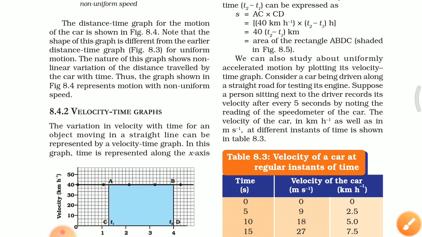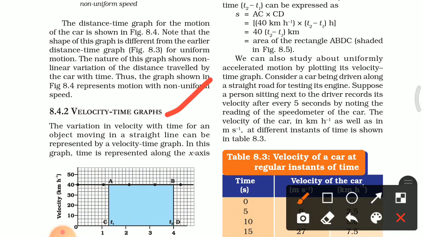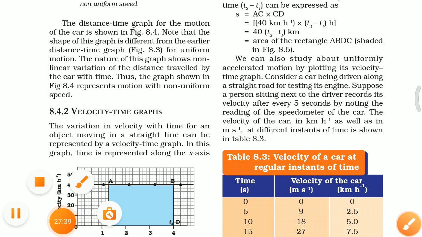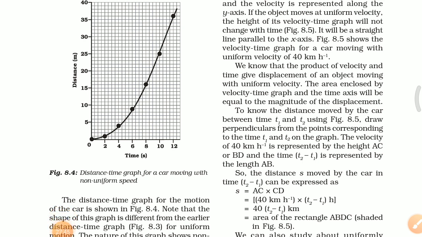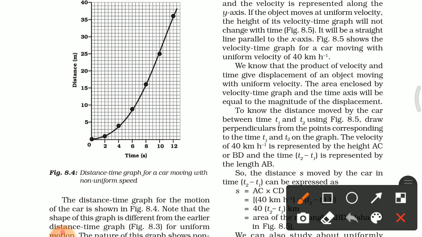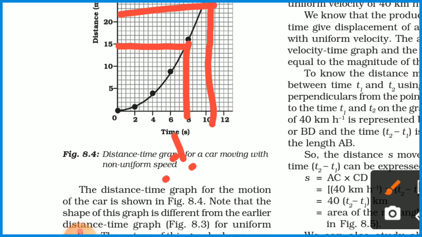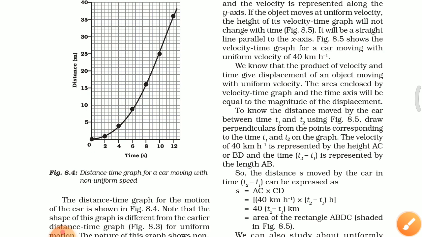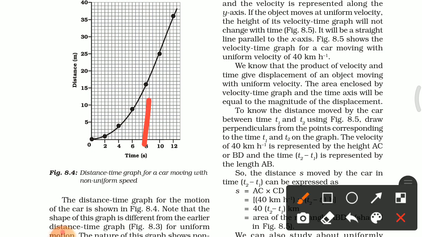In the next class we are going to see the velocity-time graph. How do we calculate the speed from this graph? You have to choose any two points on the graph and draw perpendicular lines. You take t1 and t2, and in the same way s1 and s2. From these values we can calculate the speed of the object.